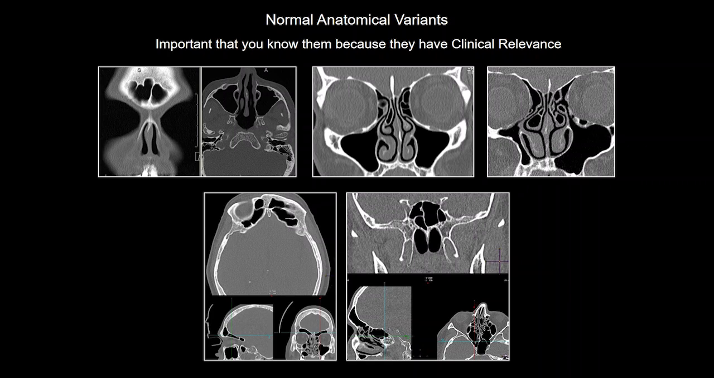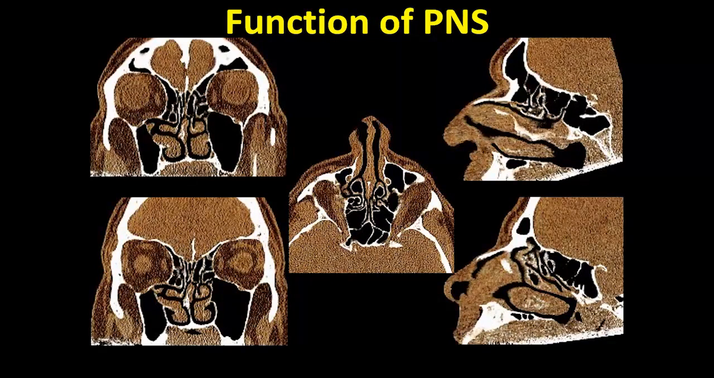And while you might have identified some of the anatomical variants, what I would like to do is go into the details of these anatomical variants as to how and why they occur and give you the importance as to why we need to identify them in terms of their clinical relevance. But before we go into the anatomical details, it is important that we try and understand why they occur, which can be done by answering a basic question, which is, what is the function of the paranasal sinuses?